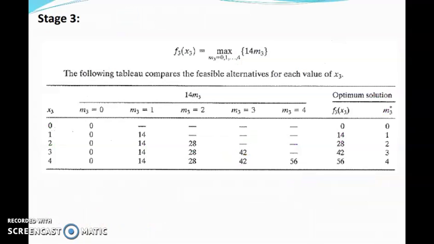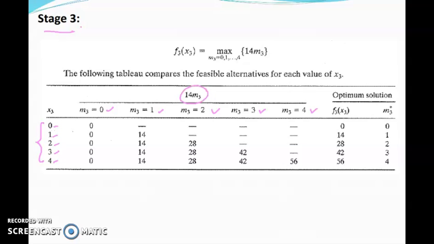So now put every detail in a table like this. For stage number 3, remember x3, we have the total weight, which ranges from 0 until 4, so 0, 1, 2, 3, and 4. And we also have the alternative here. Remember, 4 divided by 1, you get 4. So you get M3 equals 0, M3 equals 1, M3 equals 2, M3 equals 3, and M3 equals 4.